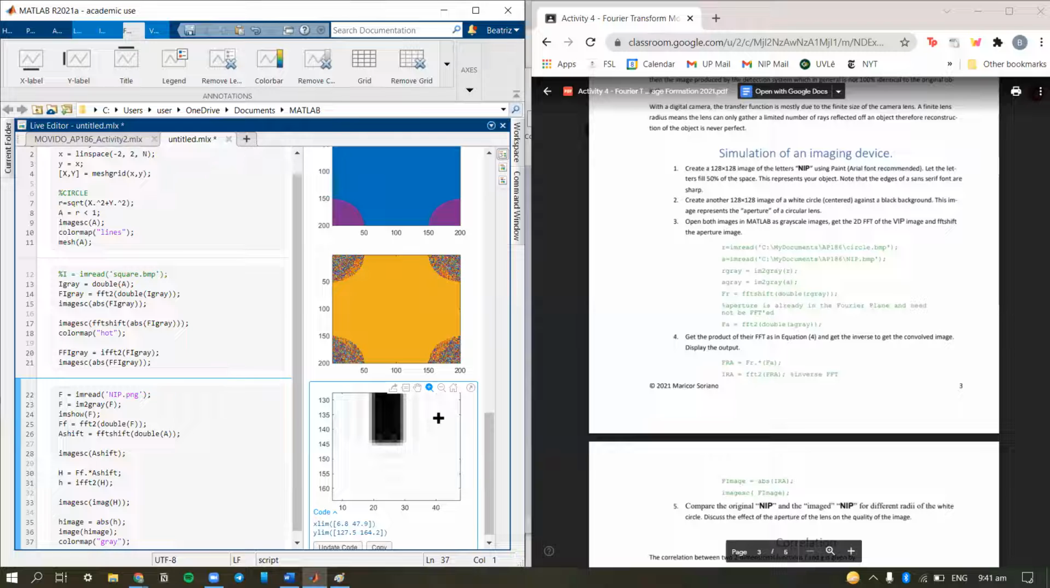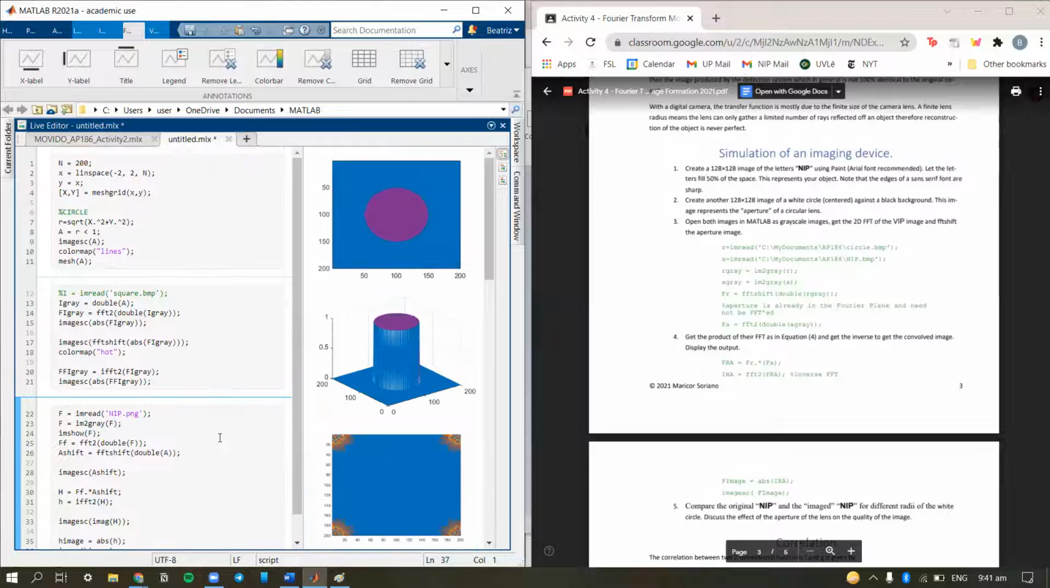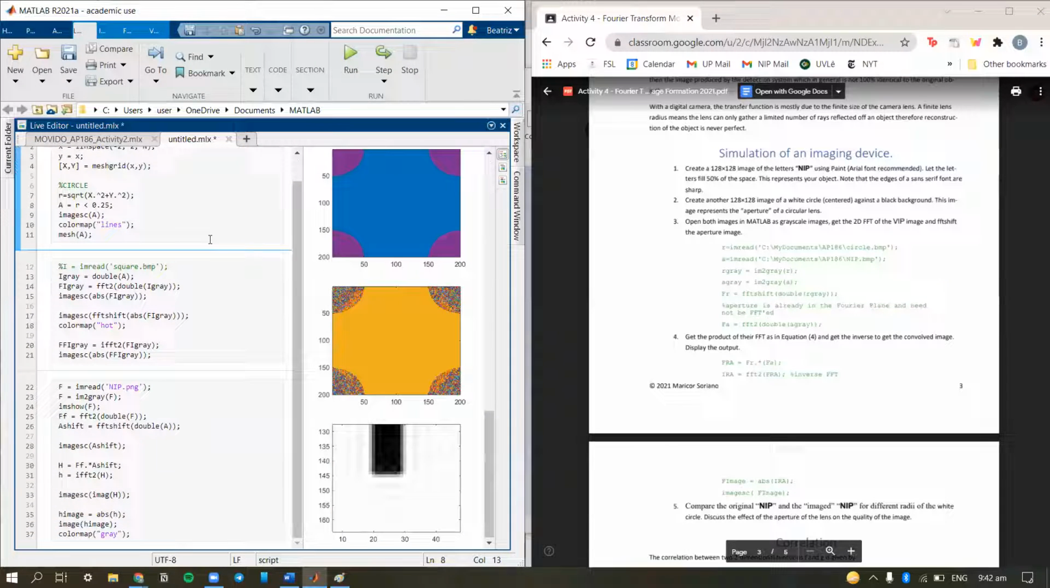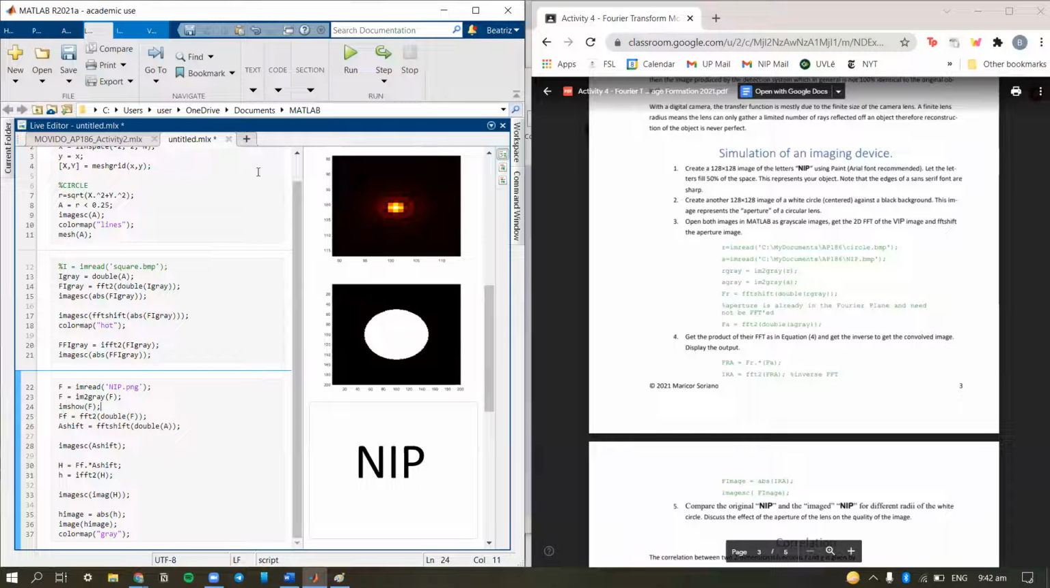That's it. Now, repeat this, but this time reduce the size of the aperture. It will become more apparent if we make it smaller. Okay. We are letting in less light, and therefore we are not collecting enough rays to reconstruct the image. We're losing some information. Okay.